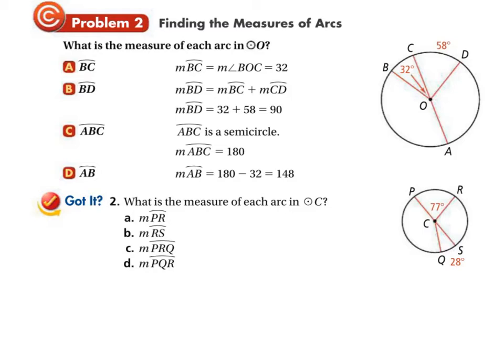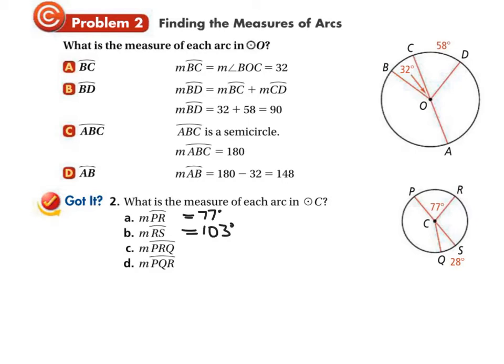Okay, so what is the measure of arc PR? Well, that's easy. The measure of arc PR is equal to 77 degrees. So you can just see it there. What is the measure of arc RS? Well, PRS is a semicircle, that's 180. If here's 77, then we've got the other 103 here. So it equals 103 degrees.